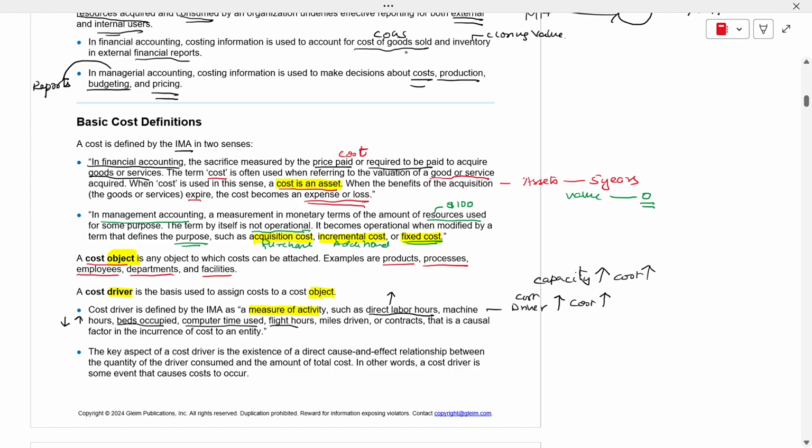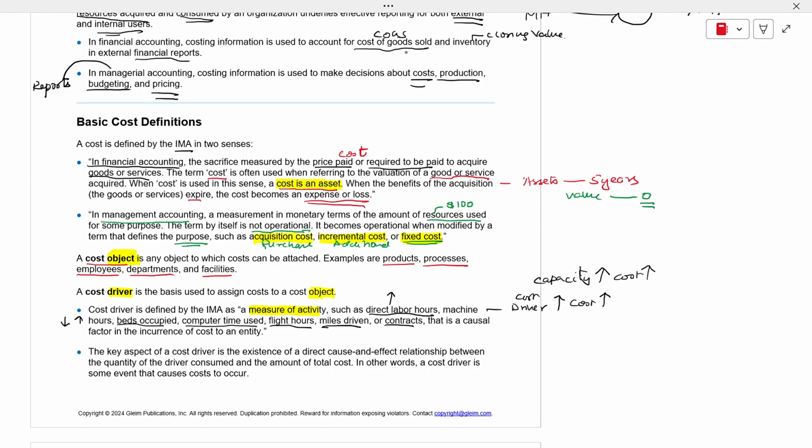Number of flight hours: if the flight is for 5 hours, the cost will be less. If the flight is for 10 hours, the cost will be more. So, number of miles driven. These are all cost drivers. In simple terms, if a driver is increasing, automatically cost will increase. If the number of contracts is increasing, cost will increase.